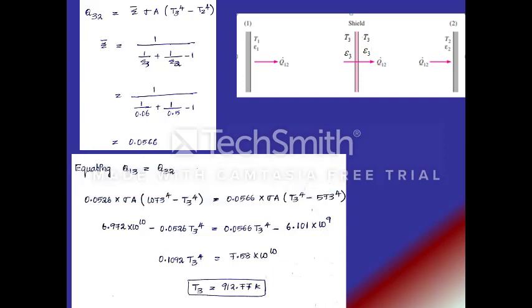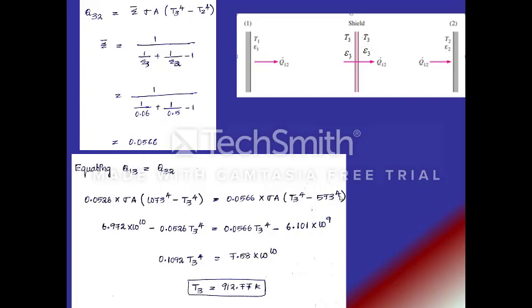Now we will equate both Q13 and Q32. So this is what we get for Q1 to 3: epsilon bar calculated between plate 1 and shield, and sigma and A are common, times (T1 power 4 minus T3 power 4). This side we calculate epsilon bar between the shield and plate 2, and that value we are substituting here. Sigma is common, and then (T3 power 4 minus 573 power 4), that is T2 power 4.